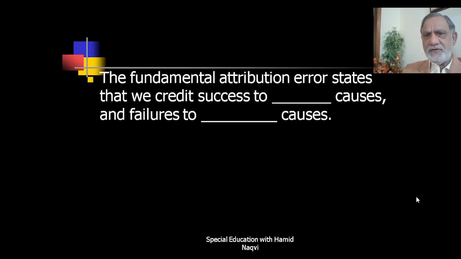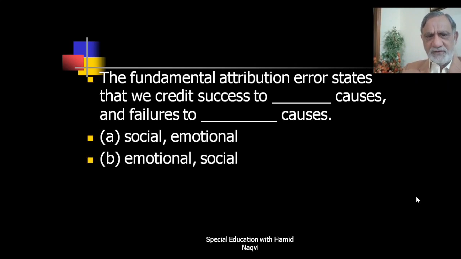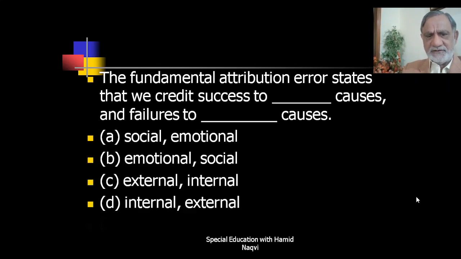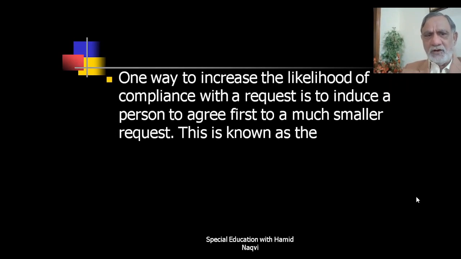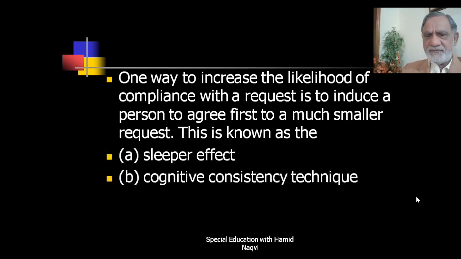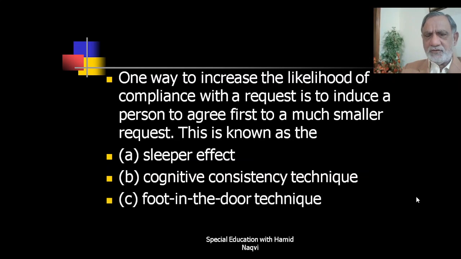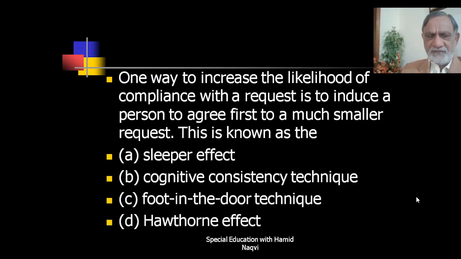The fundamental attribution error states that we credit success to dash causes and failure to dash causes. Social emotional, emotional social, external internal, or internal external. The correct one is the last one, that is internal external. One way to increase the likelihood of compliance with a request is to induce a person to agree first to a much smaller request. This is known as the sleeper effect, cognitive consistency technique, foot in the door technique, or Hawthorne effect. The correct one is C, that is foot in the door technique.